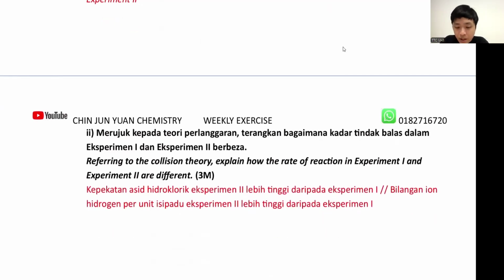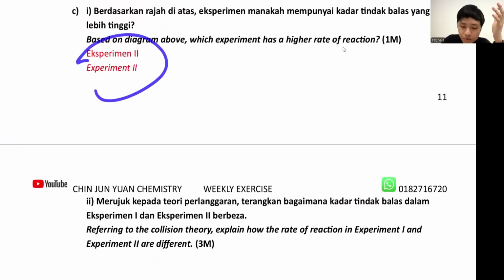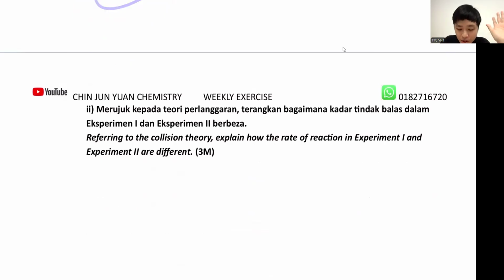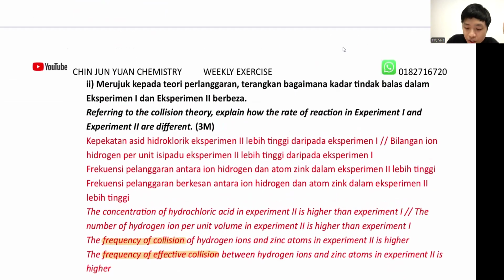So first of all, remember the factor. After comparing reaction, we say the concentration. After saying the concentration, because it is 3 marks only, for the second and third sentence, you have to say frequency of collision, frequency of effective collision. Because this reaction is between Zn and HCl, isn't it?